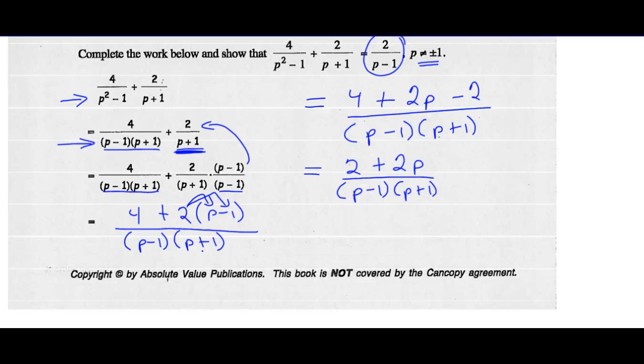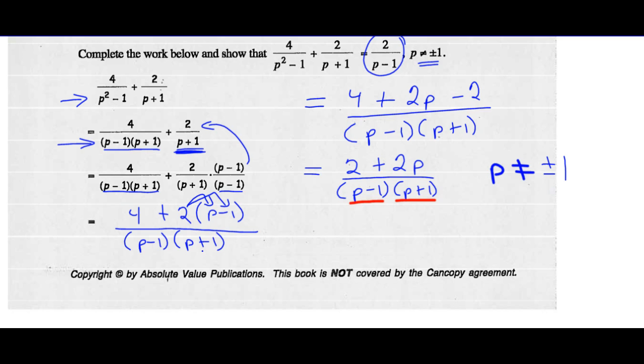I want to state some non-permissible values. I notice my first factor of my denominator is p minus 1. So p minus 1 can't equal 0, so p can't equal positive 1. The second factor of my denominator is p plus 1. So p plus 1 can't equal 0, so p can't equal negative 1 either. So p can't equal plus or minus 1. All right. P can't equal plus or minus 1 are my restrictions.